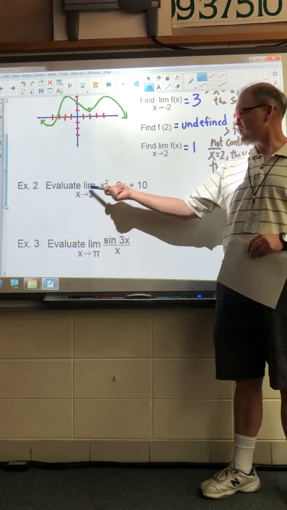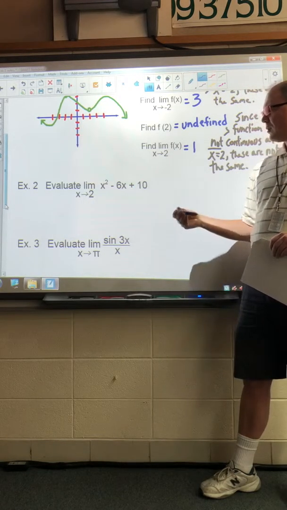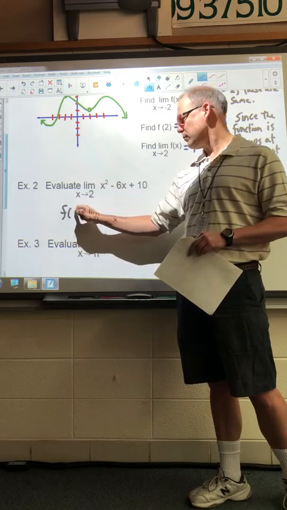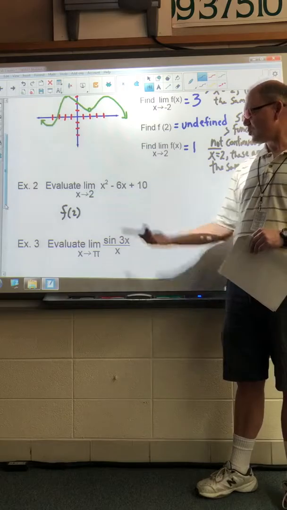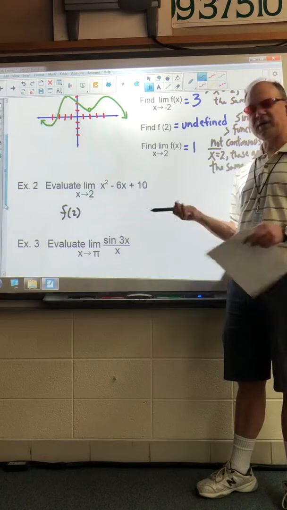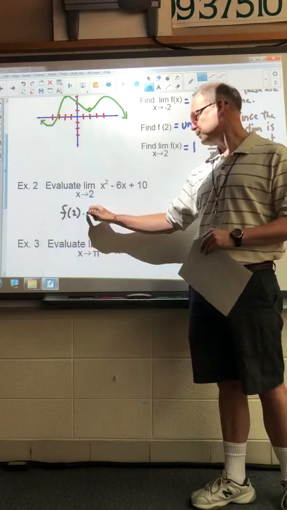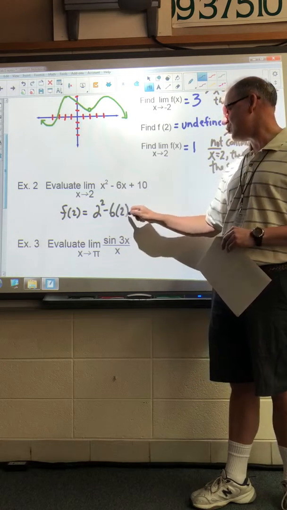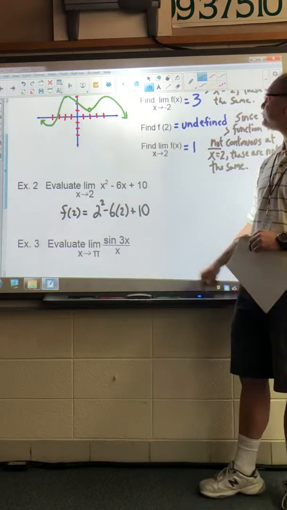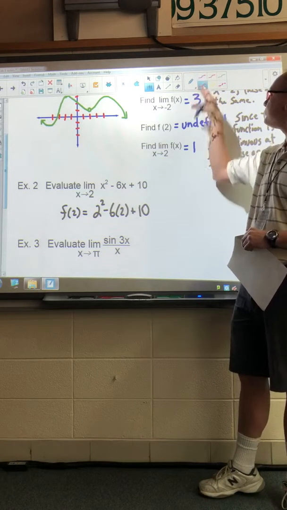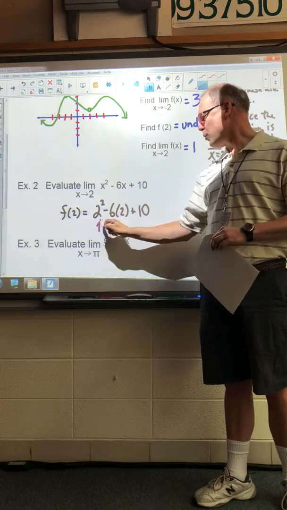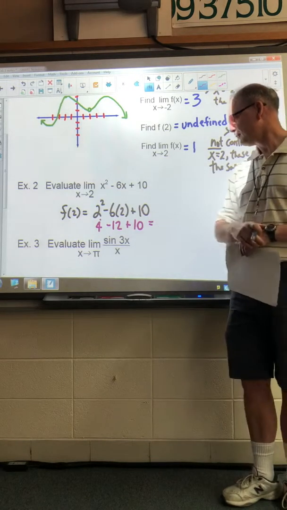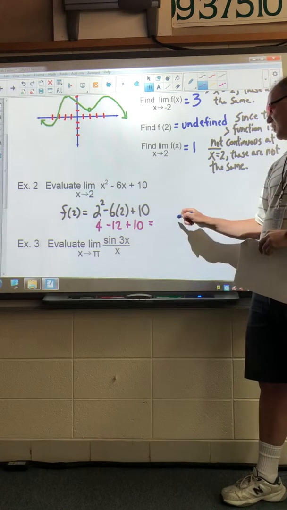So the limit as x approaches 2 will be the same as just finding f of 2. To evaluate this limit, we just plug in 2 for x. 2 squared minus 6 times 2 plus 10. Four minus 12 plus 10. Looks like 2.